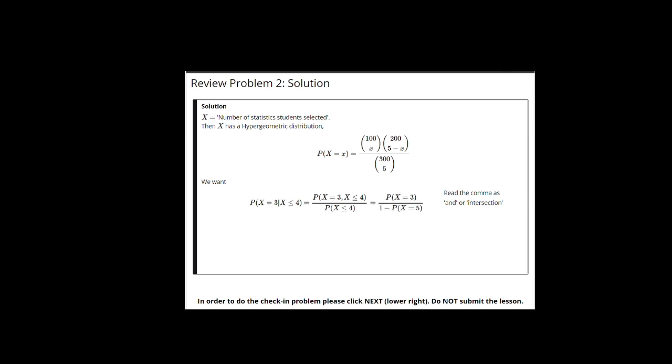Of course, the numerator can be simplified to the probability X equals 3, and the denominator is probably most easily calculated by writing it as 1 minus the probability X equals 5. And if I replace each of these by the form for the hypergeometric probability function listed above, and evaluate this quantity numerically, it turns out to be something around 0.165.